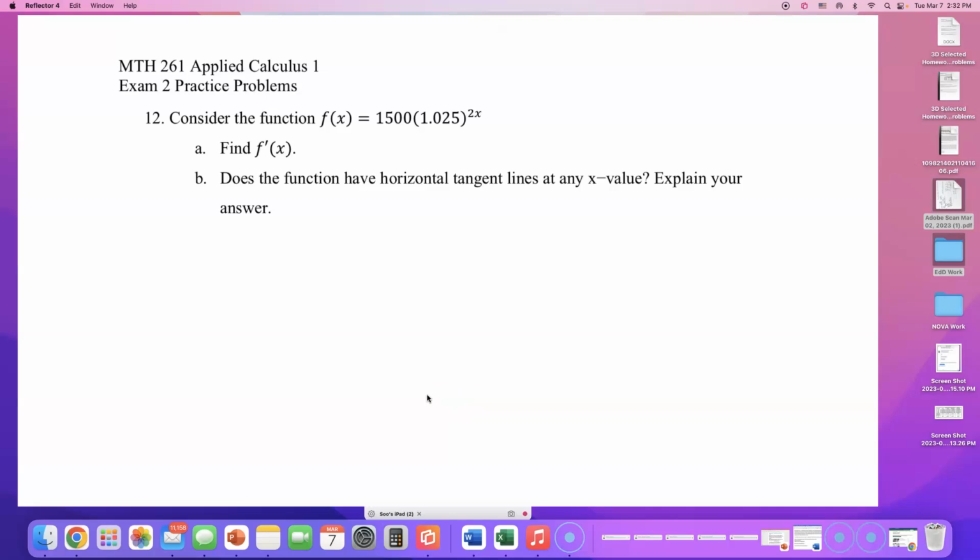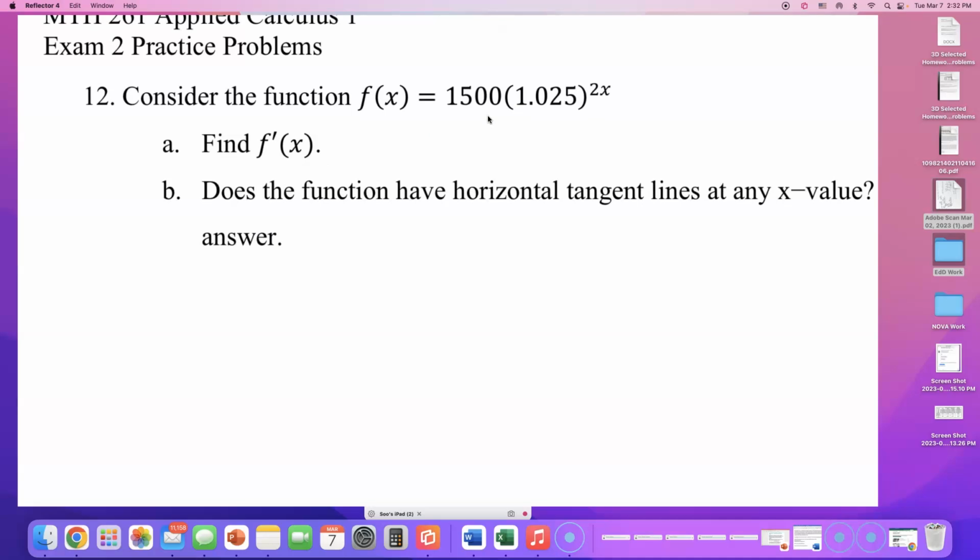Consider the function f of x equals 1,500 times 1.025 raised to the 2x power. First, let's find f prime of x for part A. Well, this 1,500 is going to get multiplied by the derivative of this part. Okay?